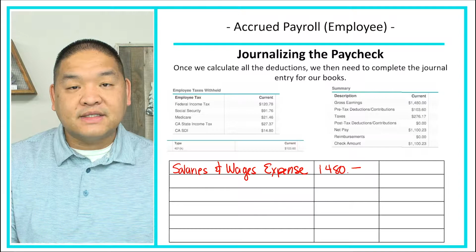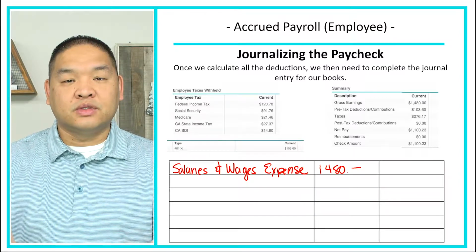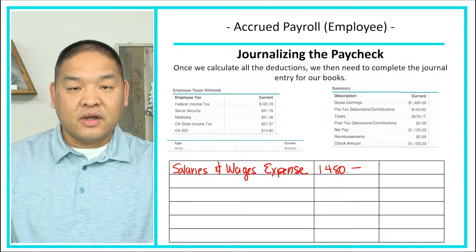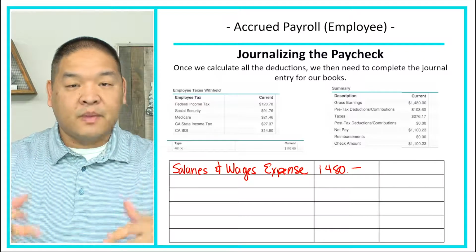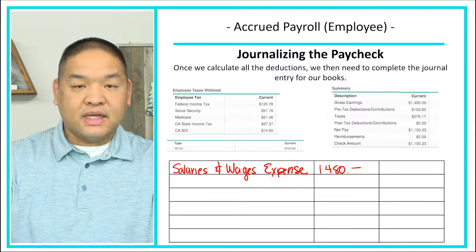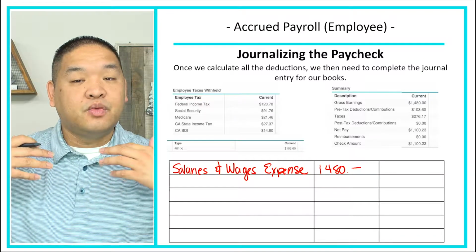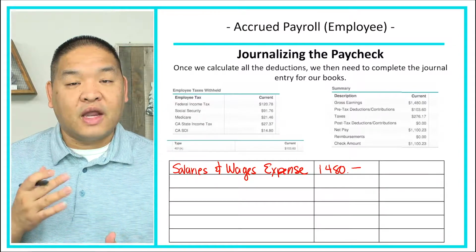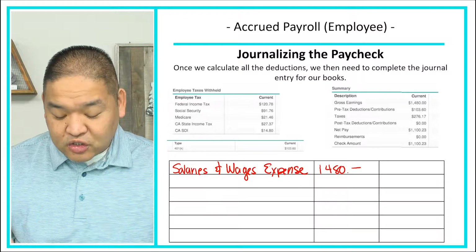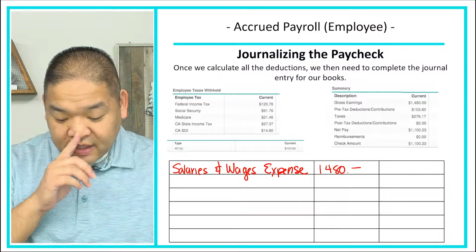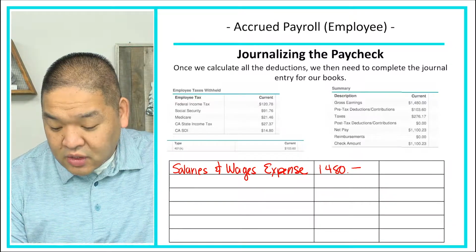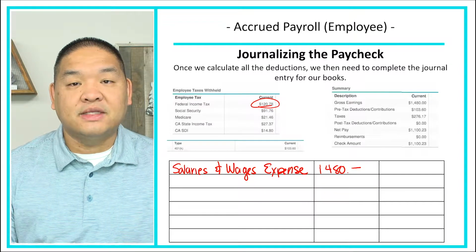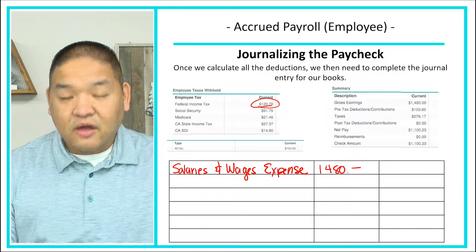And then the rest becomes payables, right? We're going to owe it to the federal government. We're going to owe it to the state government. We're going to owe it to the 401k administrator. So we need to book the payables for the amounts that we withheld from our employees' paycheck. So the first one here is going to be income tax. So we withheld $120.78 for income tax for that employee.